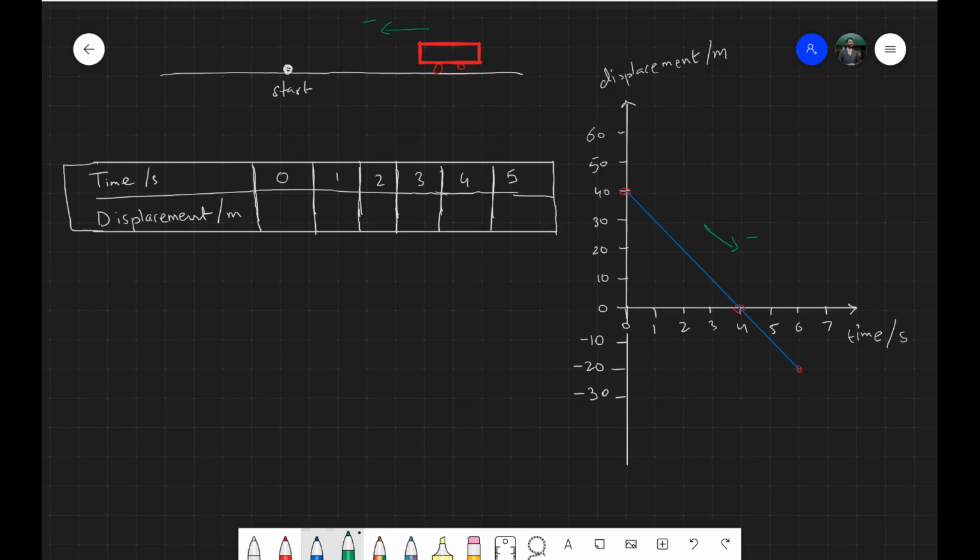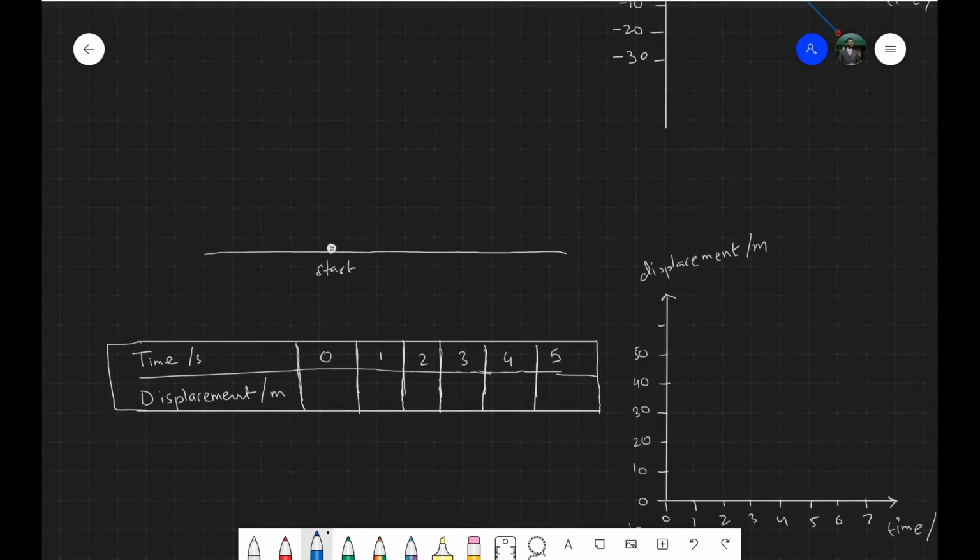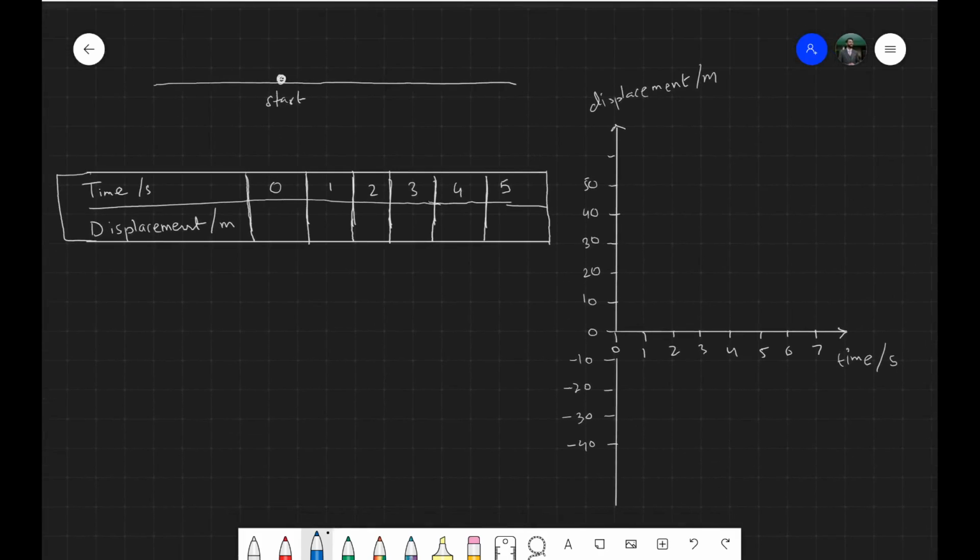It doesn't stop at the starting point, but it goes past it, and it goes past the starting point at 4 seconds. That's when it crosses the 0 meter mark, and at 6 seconds it is actually 20 meters past the starting point, but all the time the car is traveling at a constant speed. Well, let's look at another situation. What if I give you a situation where the graph actually looks like this?